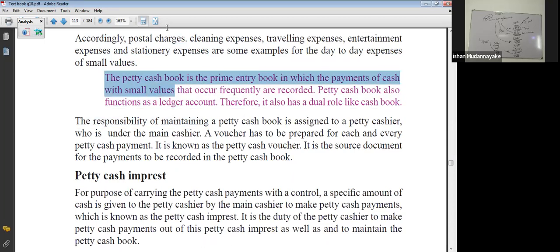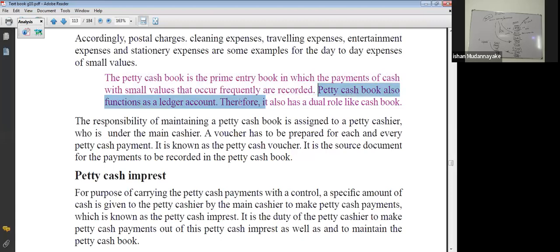Next para. Isra, read this note. The petty cash book is the primary book in which the payments of cash with small values that occur frequently are recorded. Petty cash book also functions as a ledger account. Therefore, it also has a dual role like the cash book.